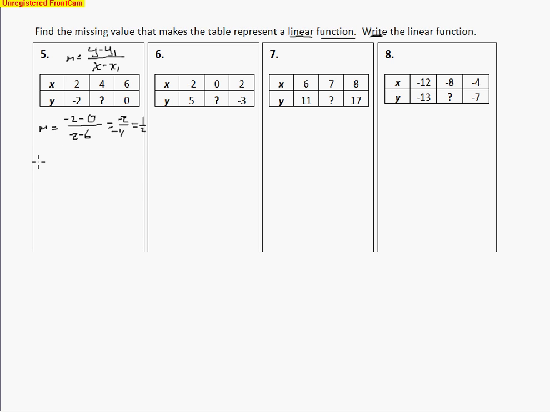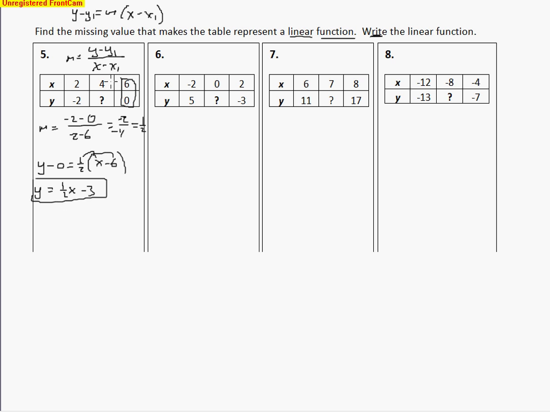Now I'm going to use point slope. So remember, point slope goes this way: y minus y1 equals m times x minus x1. So I take the slope I have and I use one of the points. I'll just use this point right here. And so I plug in y minus 0 equals 1/2 times x minus 6. So I go ahead and distribute, and y minus 0 is just y, and I have 1/2 x minus 3. So I took half of 6, and that's what I got. So once I've got the function, that's the linear function.